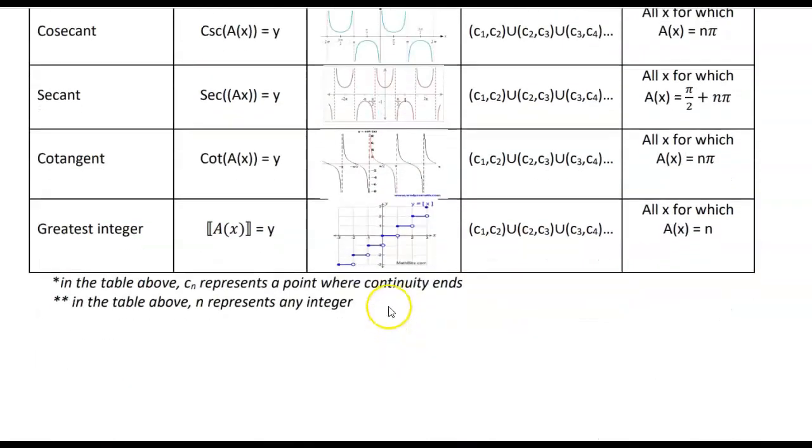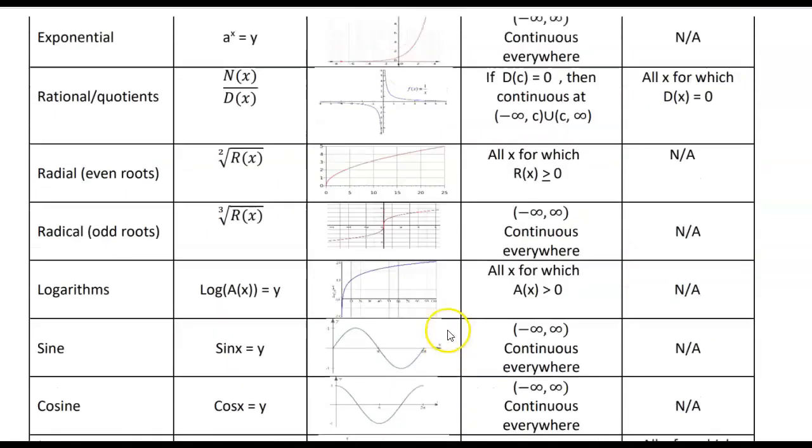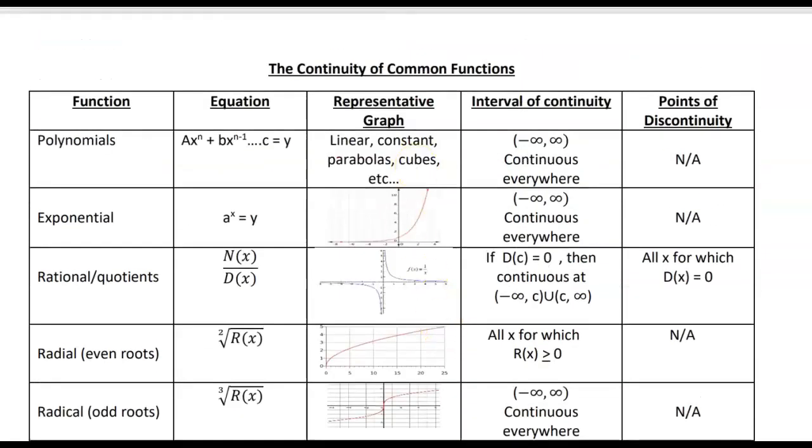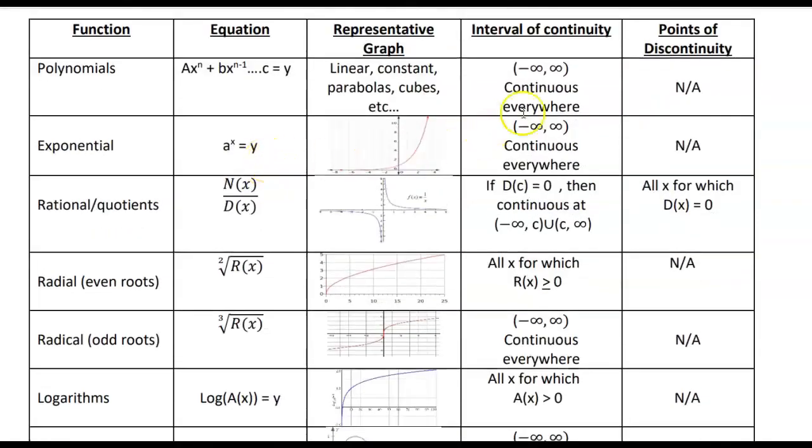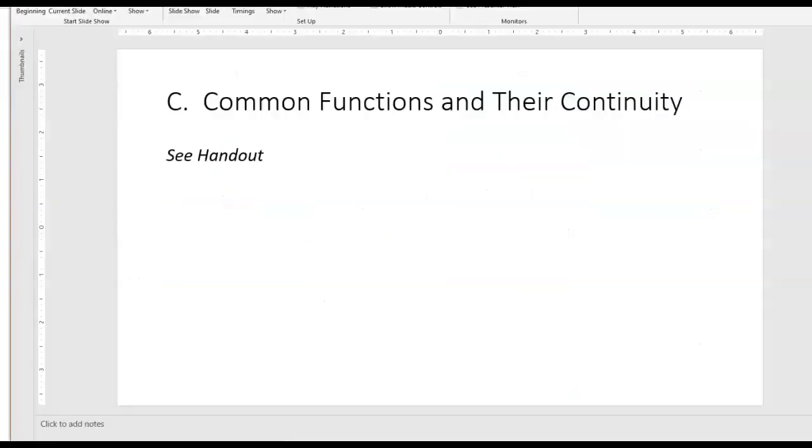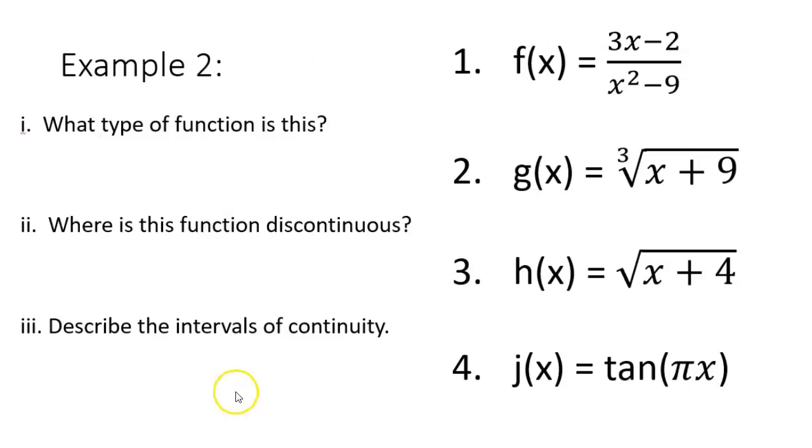But as you guys can see in this table, Cn represents a point where the continuity ends, and n represents an integer. So that is the continuity of common functions handout I've given you and how to read it. This is going to be very useful for today's lesson, and we're going to keep coming back to it repeatedly. So let's go back to our notes now, and let's do example 2.